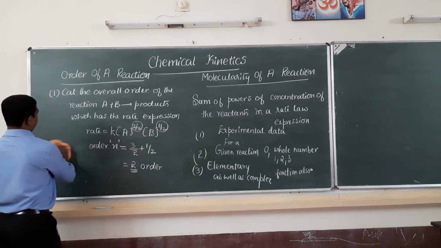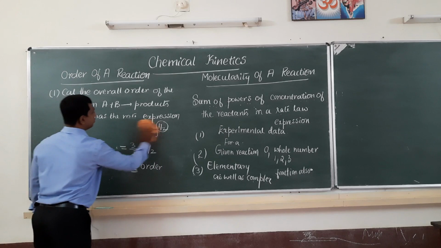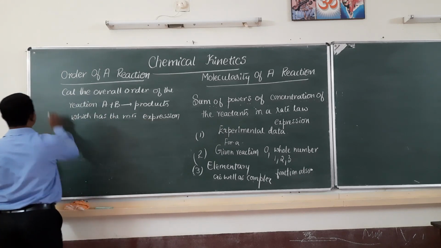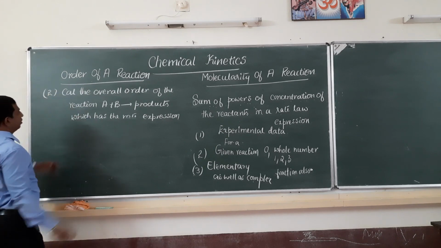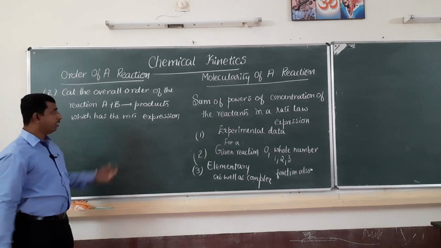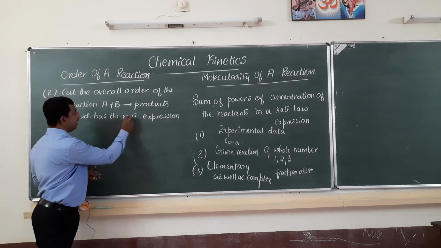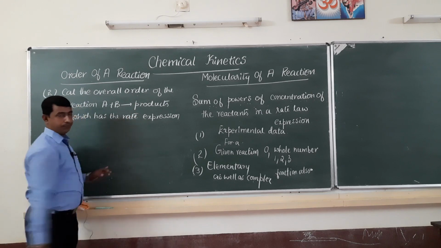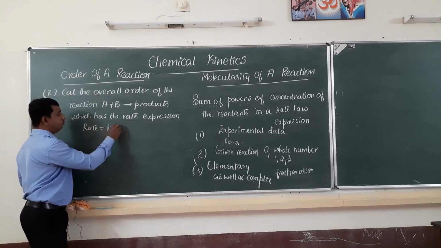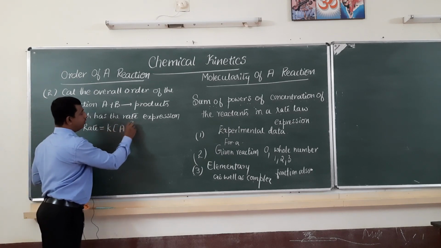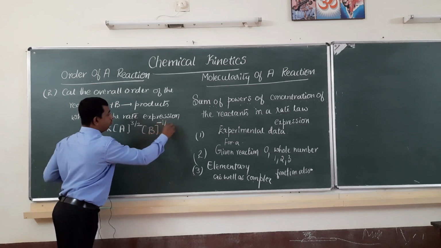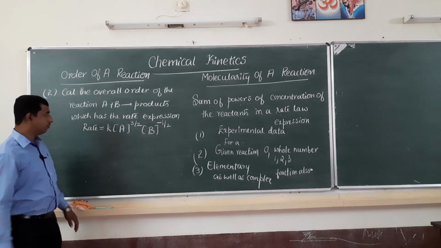One more, second one. Calculate the overall order of the reaction A plus B giving products, which has the rate expression. I will write the rate expression: rate equals K into concentration of A power 3 by 2, concentration of B power minus 1 by 2.